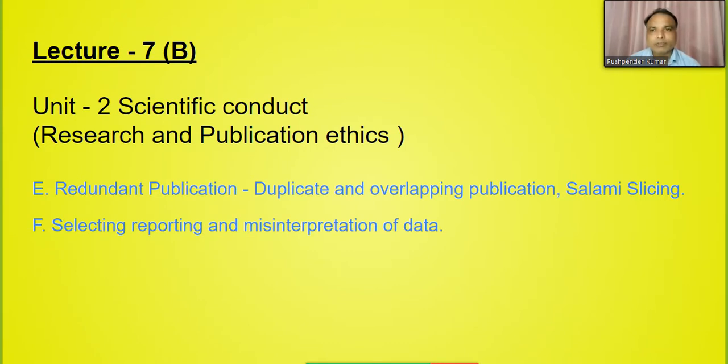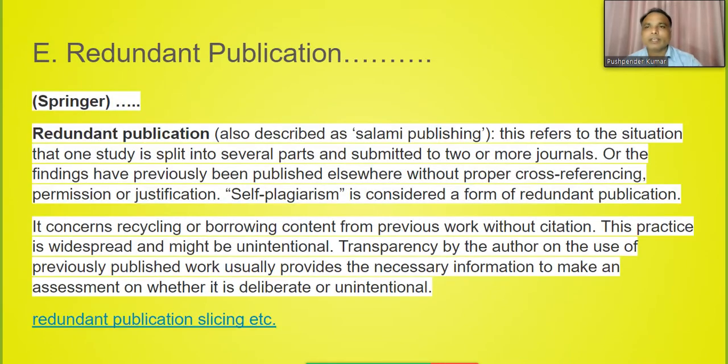And today we are going to discuss redundant publication. What is redundant publication? Duplicate and overlapping publication, salami slicing. Then we'll talk about selective reporting and misrepresentation of data. So here you see what is this redundant publication.